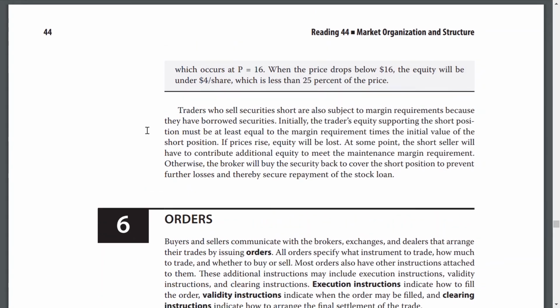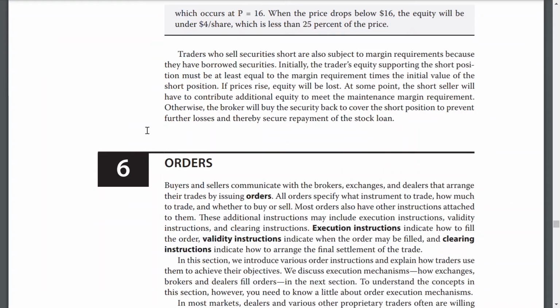Traders who sell securities short are subject to margin requirements because they have borrowed securities. Initially, the trader's equity supporting the short position must be at least equal to the margin requirement times the initial value of the short position. If the price rises, equity will be lost. At some point, the short seller will have to contribute additional equity to meet the maintenance margin requirement. Otherwise, the broker will buy the security back to cover the short position to prevent further losses and thereby secure repayment of the stock loan.